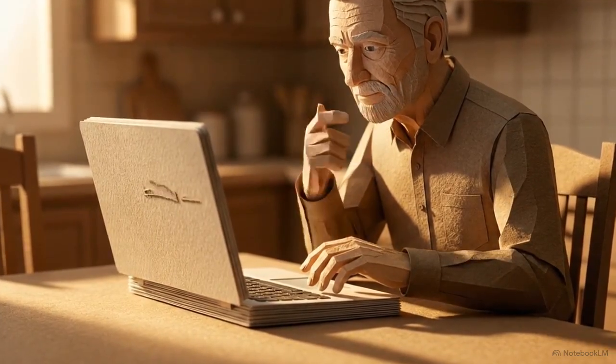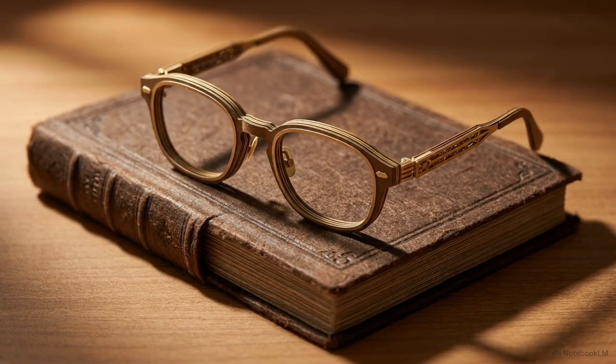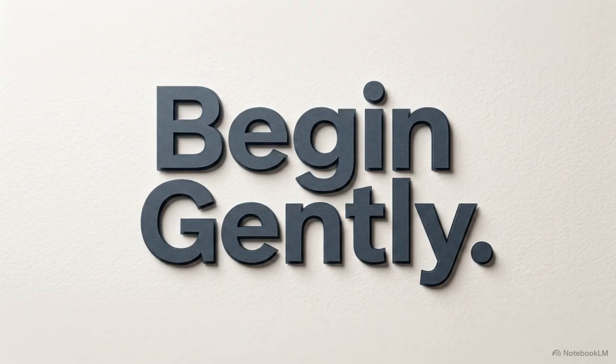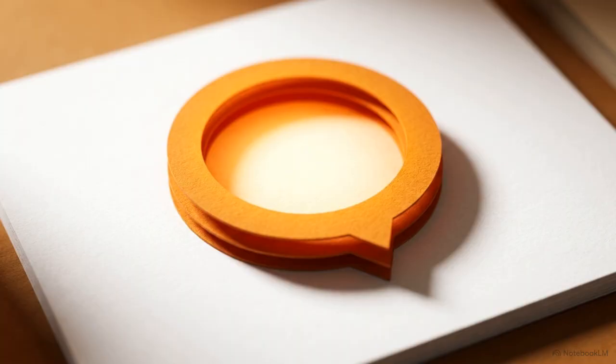Begin gently, stating exactly where you are. You can type this exact, pressure-free phrase. "I'm new to this, and I might not ask this perfectly, but I have a doctor's appointment coming up and I want help getting ready." To send that thought, simply press the Enter key on your keyboard, or click the small send arrow right next to the box. The AI will reply warmly.